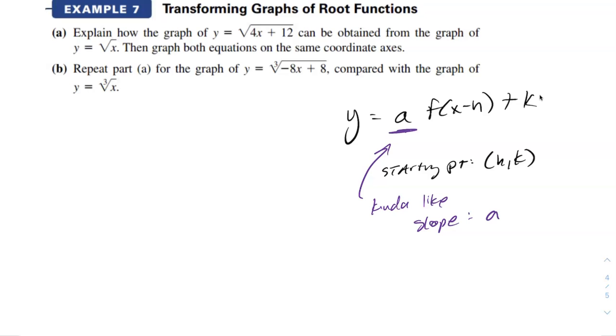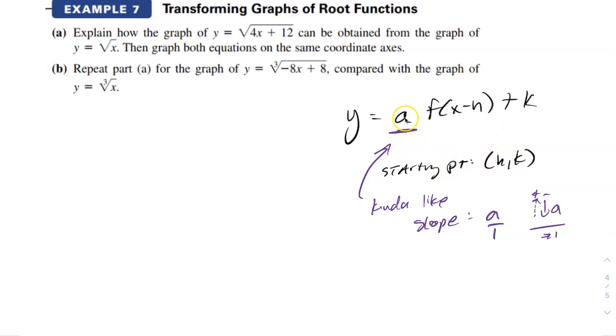Right, so you want to treat a like a over 1. So your first point is going to be, you're going to go up or down a, and you're always going to go right 1. So whatever number a is, you always put over 1, go up or down that number a, and you always go right 1, or left 1, depending on what type of graph you have. But the starting point is h and k.